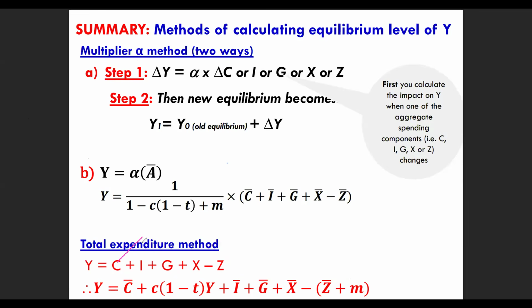But now here, the tricky part that you have to remember when you're using the aggregate expenditure is that your C looks like this. And also your Z, don't forget it looks like this. Oh no, the Z is Z bar plus M Y. They forgot a Y here. So your Z also looks like this. Then now you have your autonomous component of imports plus your induced component of imports, right?